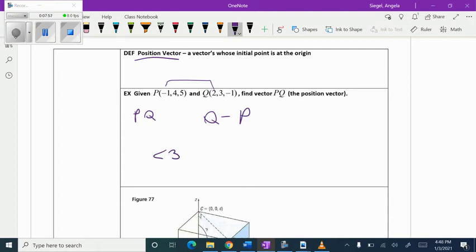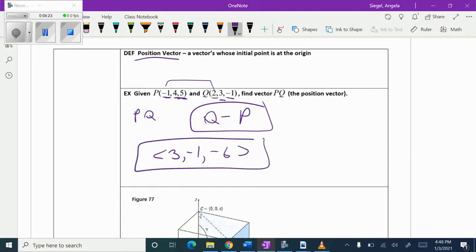Another way to look at it, it's just really common sense. Just think about how far you have moved in the X position. We've gone from negative 1 to 2, so we've moved 3 spaces. We've moved from 4 to 3, so we've moved negative 1 space. And 5 to negative 1, we've moved negative 6 spaces. Either way you want to look at it, if you are a formula person, that's definitely it. But you can also kind of common sense your way through this one too.